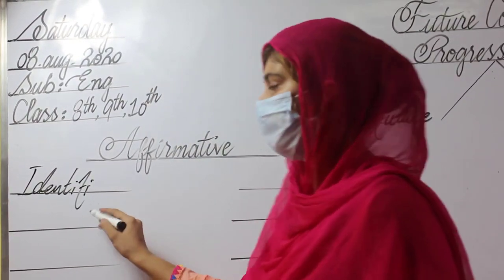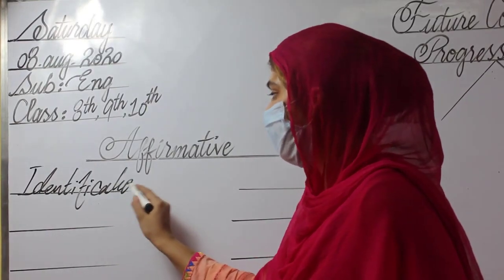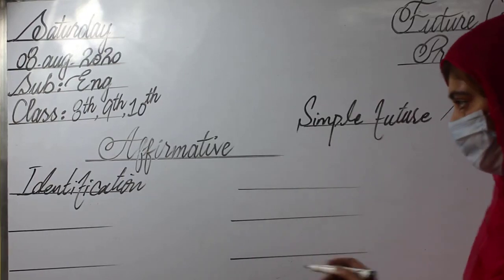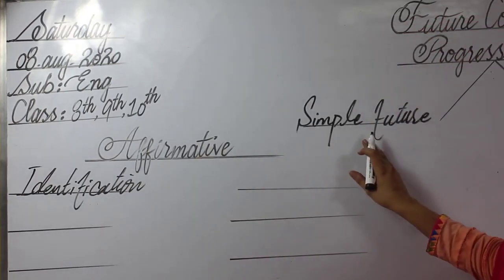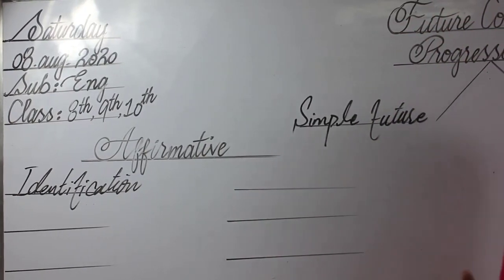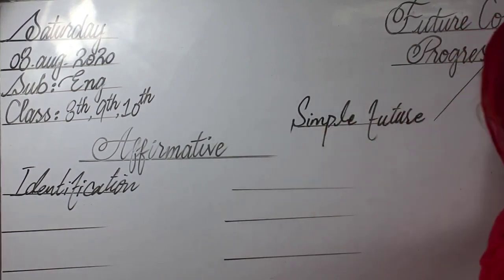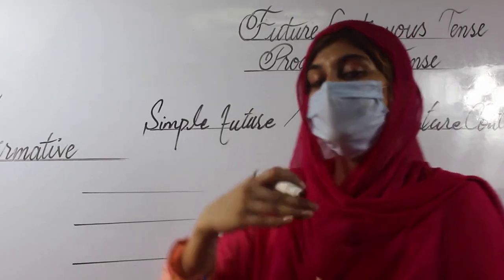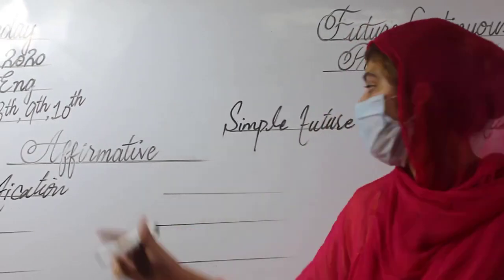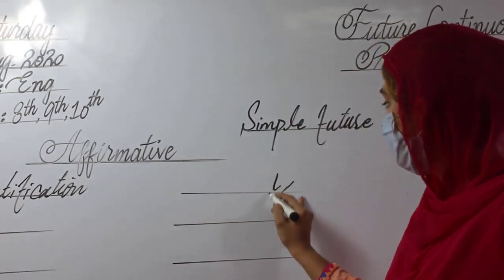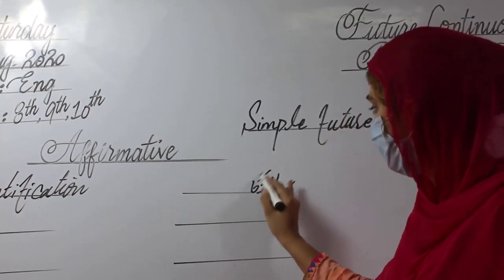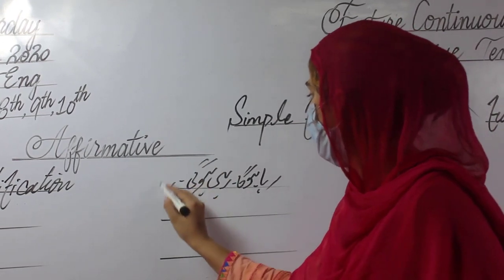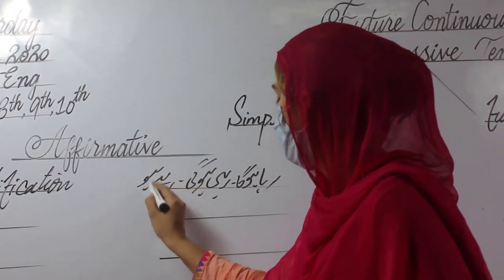Identification means how can we know that we have to complete the sentence using this tense and these helping verbs. In the simple future, the recognition is ga, gi, ge. But in the continuous, as I discussed, something is happening, still going on, so the identification is raha hoga, rahi hogi, rahe honge.